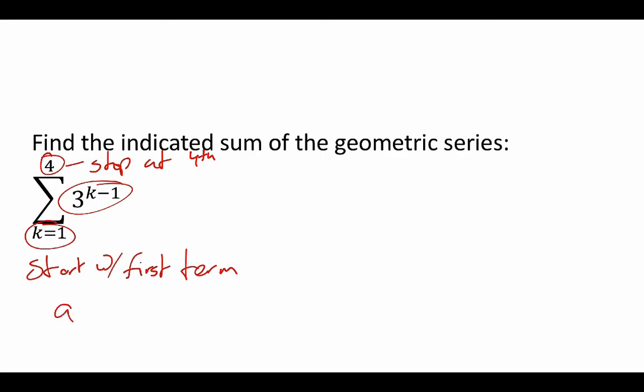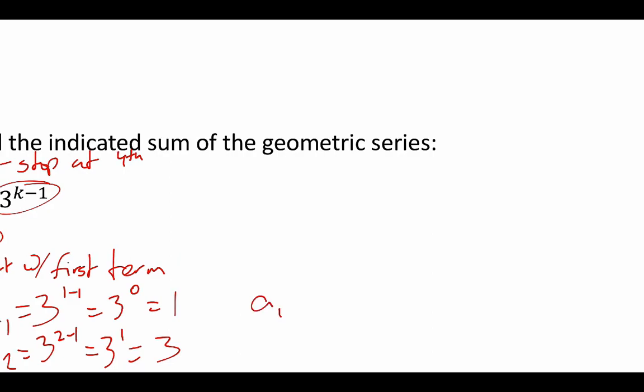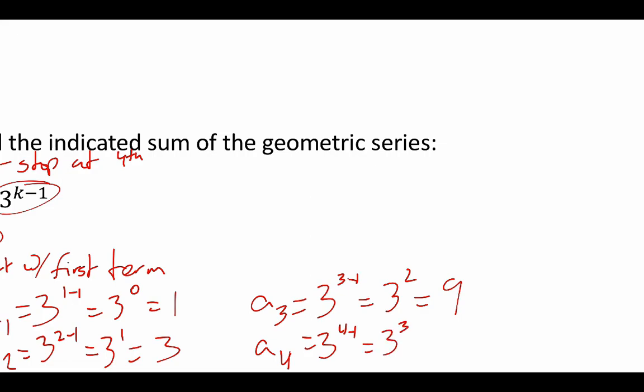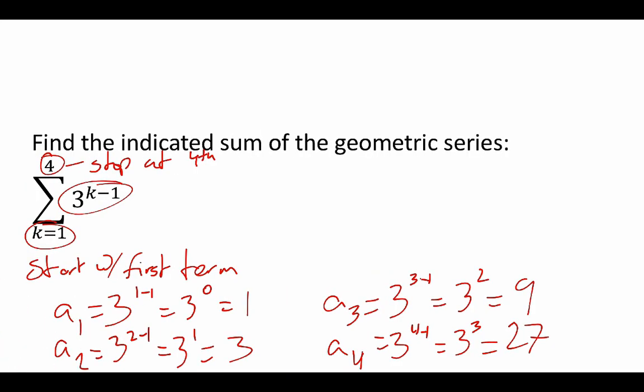So we got a sub 1 equals 3 to the 1 minus 1, or 3 to the 0, which is 1. Second term, a sub 2 equals 3 to the 2 minus 1, or 3 to the 1, which is 3. A sub 3 equals 3 to the 3 minus 1, giving us 3 squared, or 9. A sub 4 equals 3 to the 4 minus 1 equals 3 to the third, or 27.